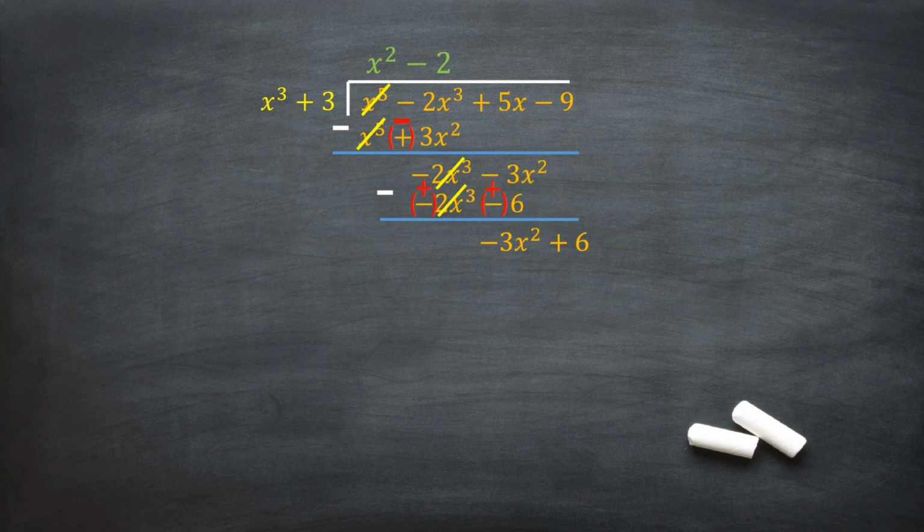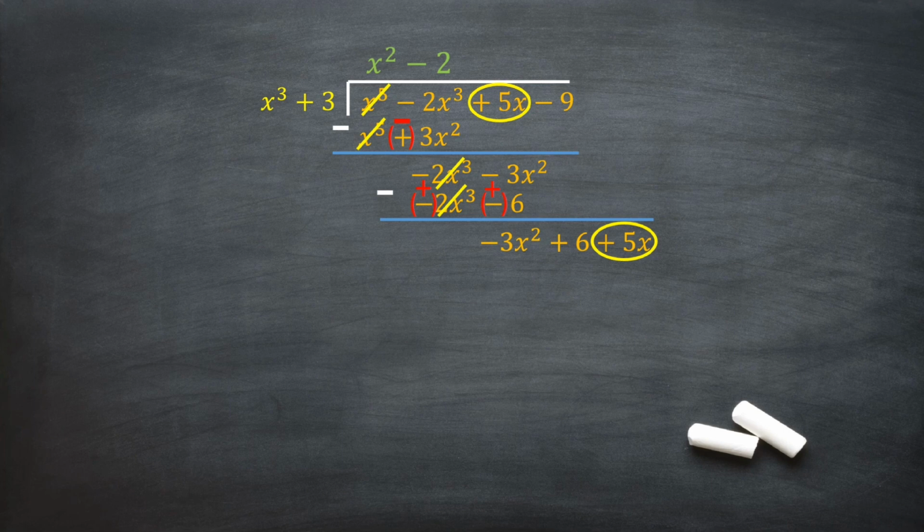And then, like what I said earlier, each time we simplify, we have to bring down the next term in our dividend that is not yet brought down. So we are done with negative 2x cubed. We will now be at positive 5x. So we'll bring down 5x together with negative 3x squared and 6.